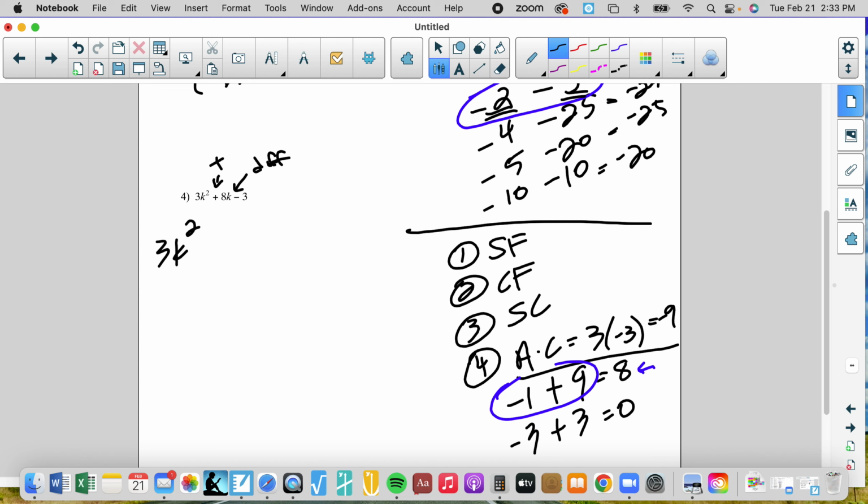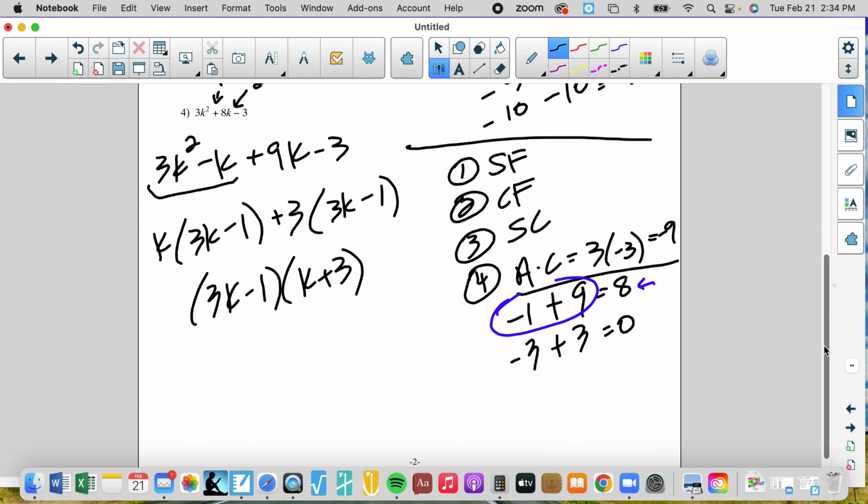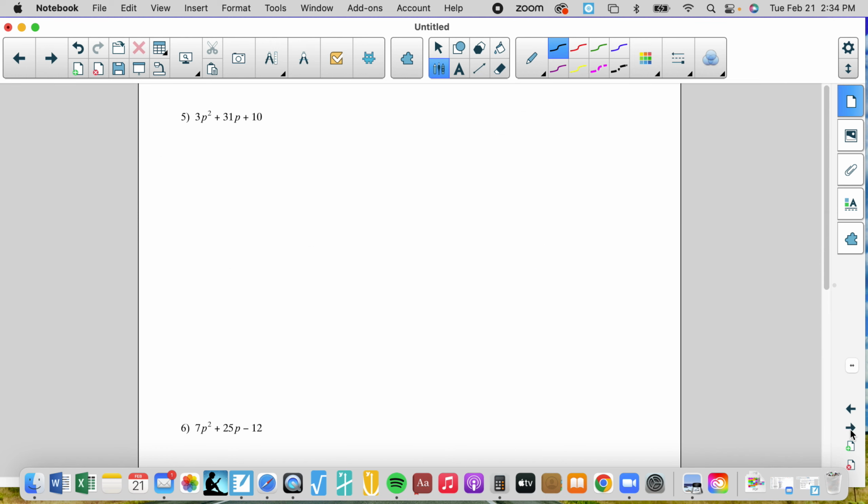So 3k squared minus k, because that's a negative 1, plus 9k minus 3. Group them. We're going to factor out a k. We get 3k minus 1. Factor out a 3. First term is positive, so I factored out a positive 3. And that gives me 3k minus 1. 3k minus 1 I pull out, and that leaves me with k plus 3. Your teachers next year, in 2 years in Algebra 2, are going to be so impressed with what you can do.